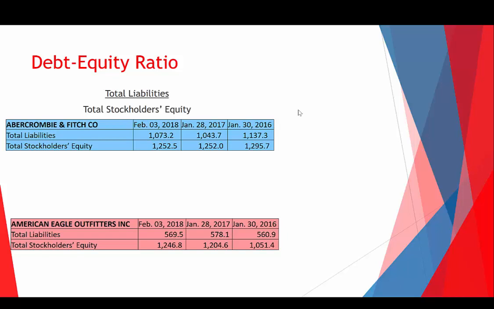Total liabilities divided by total stockholders' equity. And in this situation, they have liabilities of $1 billion, stockholders' equity of about $1.25 billion. So they have 0.83. So we can say for every dollar of equity they have 83 cents of liabilities. And that was in 2017. In 2018, it follows a similar trend. They have a little bit more liabilities compared to equity, 0.86. American Eagle. That seems like a lot to me. A lot of liabilities. A lot of debt, yeah.